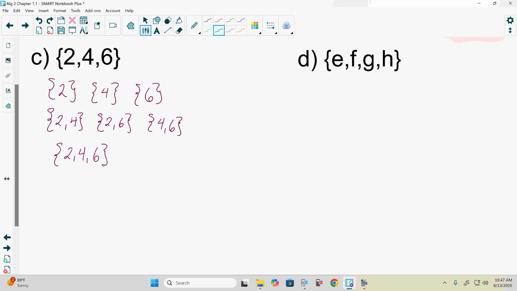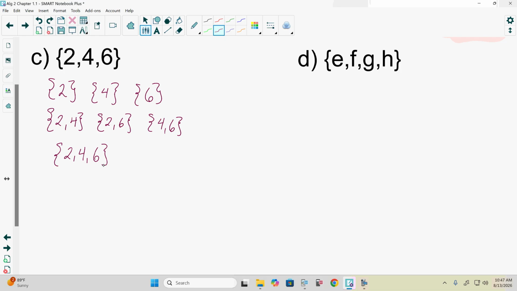So that there would be all the subsets, because for a subset, everything in a set is contained in the other set. 2 is contained in 2, 4, 6; 4; 6; 2, 4; 2, 6; 4, 6; and 2, 4, 6. It can be everything. Questions on how we found these?